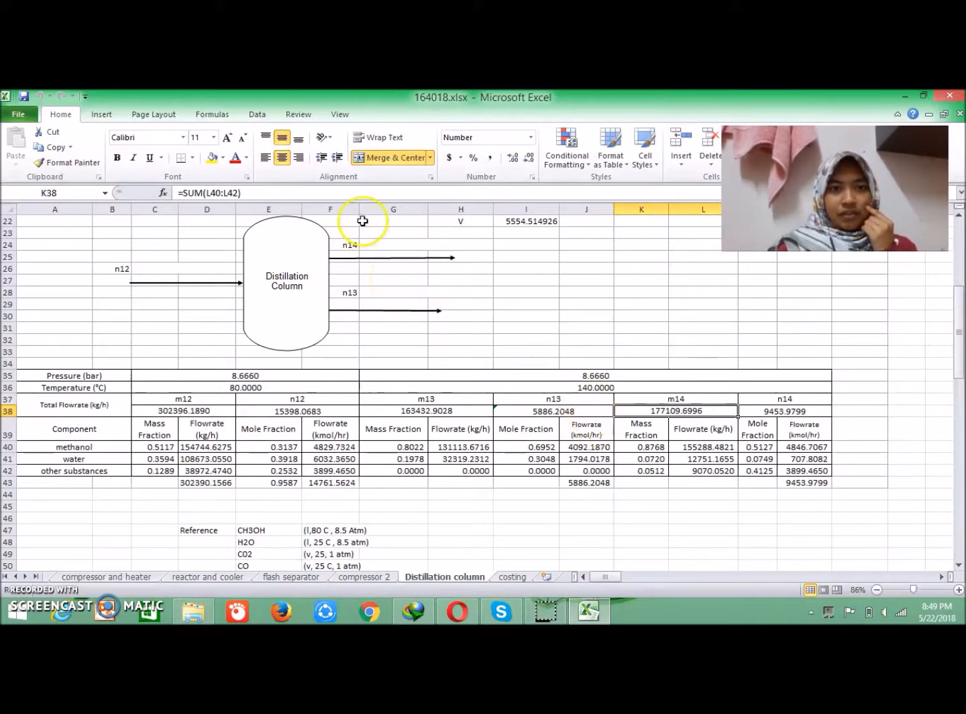and then the outlet streams are N14 and N13. So as we can see, N13 has 5,886 kilomole per hour, and we also have 9,453 kilomole per hour in the outlet stream. And this is the mole fraction for the outlet in N13 and the mole fraction in N14.